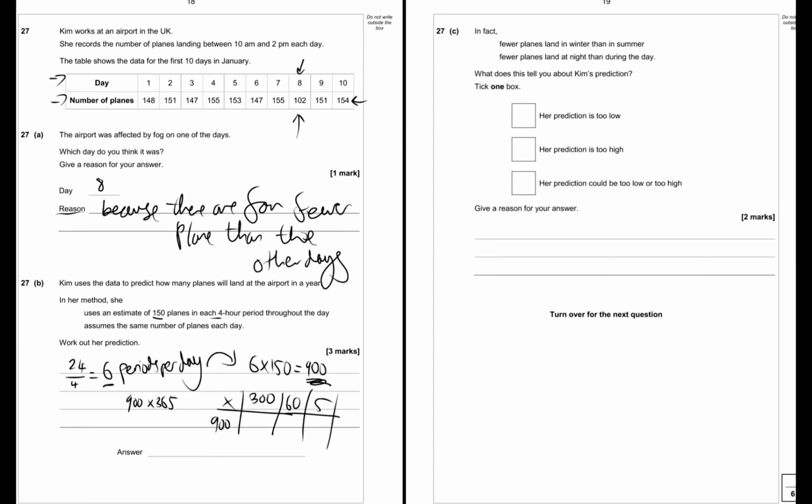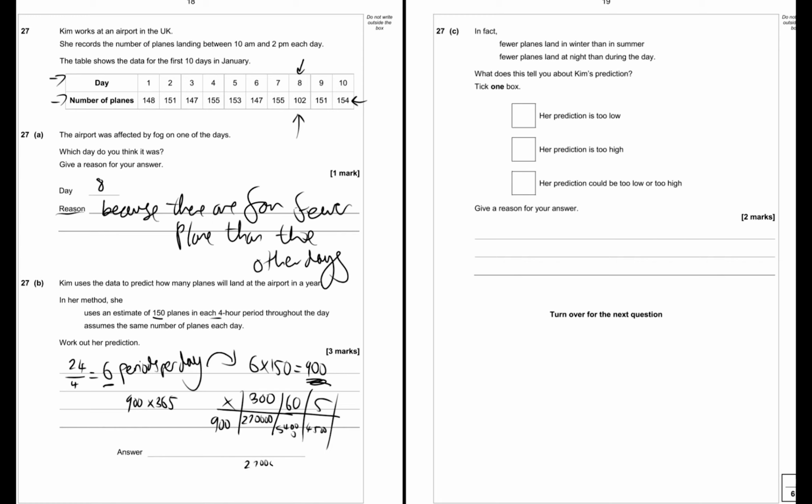So 9 times 3 is 27, so that's going to be 270,000. 900 times 60, that's 9 times 6, which is 9, 18, 27, 36, 45, 54. Then add the zeros on. And then 5 times 9 is going to be 45 with 2 zeros. So now we need to add them.